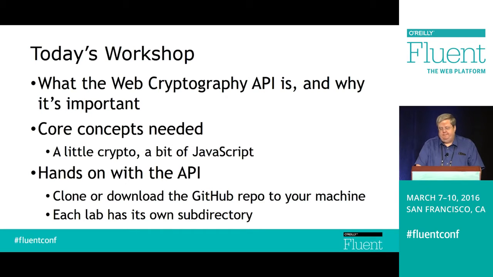All right, so that's the background. What are we going to do today? We're going to talk first about some background, what this API is and why it's important, why you would care, what you might want to do with it. We're going to give a little bit of core concepts because we're not sure that everybody's got the exact same background in cryptography and JavaScript that we're going to use. Now, you don't need a lot of background. We'll cover what you need if you don't already have it. But you do need to be familiar with the concepts of what encryption and decryption are and basic JavaScript and callbacks. Then we're going to spend most of the workshop hands-on with the API.